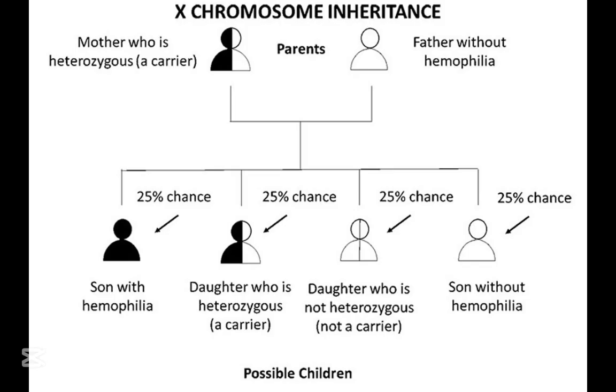Right. Possible combinations for sons: X^H Y, normal male, and X^h Y, male with hemophilia. So 50% chance a son will be normal, 50% chance he'll have hemophilia. Precisely. So overall, in this family, there's a 25% chance of having a child with hemophilia, and that child would be male. Okay. That really clarifies X-linked inheritance.